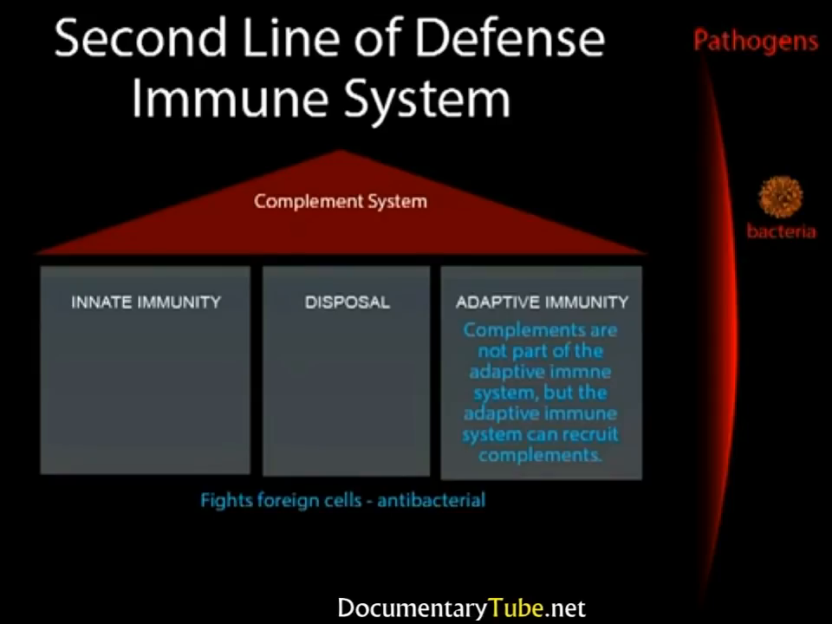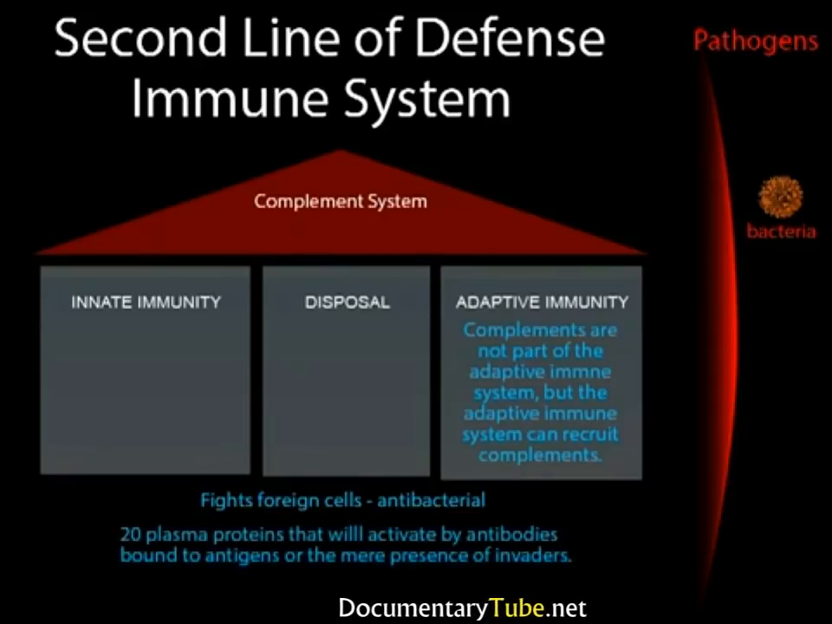The complement system is made up of 20 plasma proteins made by the liver, which is then released into the bloodstream. Like blood coagulation factors, these proteins stay inactive in the blood serum until something activates them. The foreign invader itself can activate the protein, or the presence of antibodies bound to antigens can do the activation. Either way, this happens only when foreign cells are present.